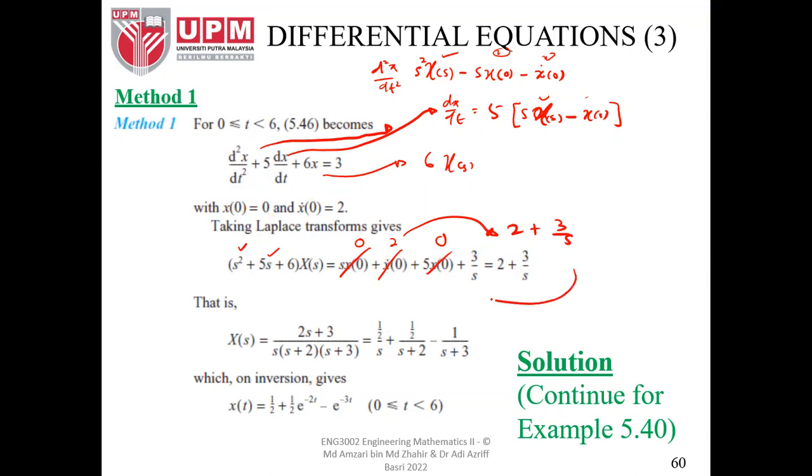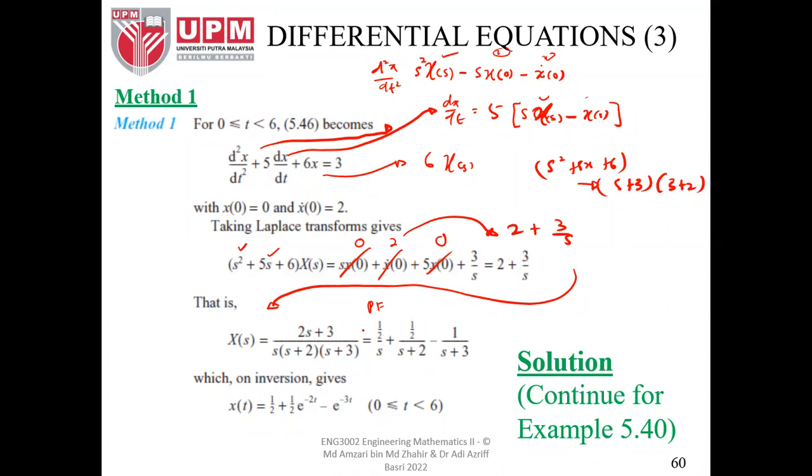From here you can simplify it to get X on the left side, so you get (2s plus 3) divided by s. How do we get this? Before you go for partial fractions, you need to separate this one. For example, you have s squared plus 5s plus 6. This can be factorized to become (s plus 3) and (s plus 2).